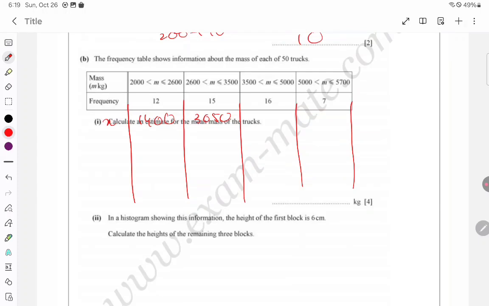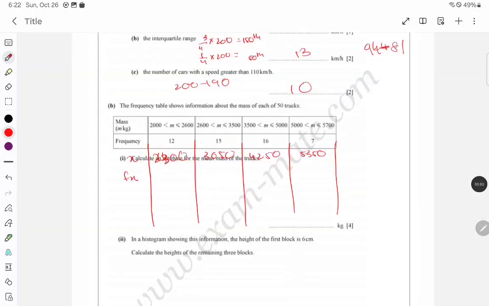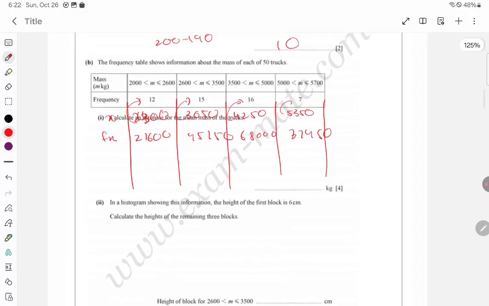Same for the rest of the two columns. Now when we calculate the common part x, multiply this with the frequency, we get our answer 27600. This with the 15, 45750. This with 16, 68000. This with 7, 37450.